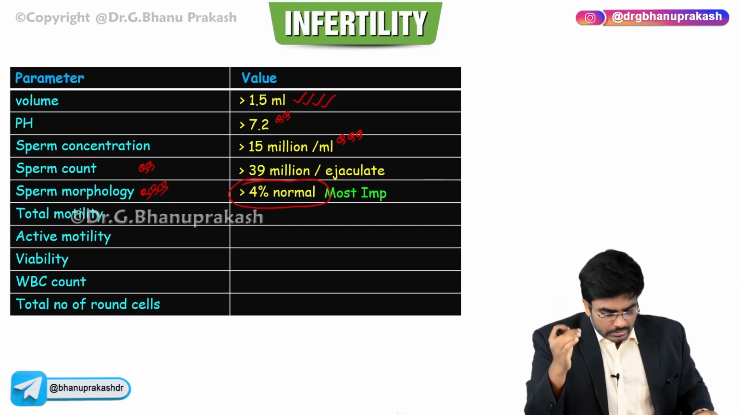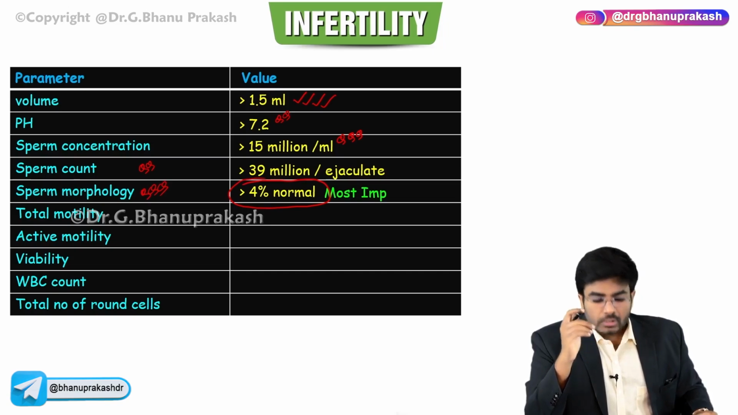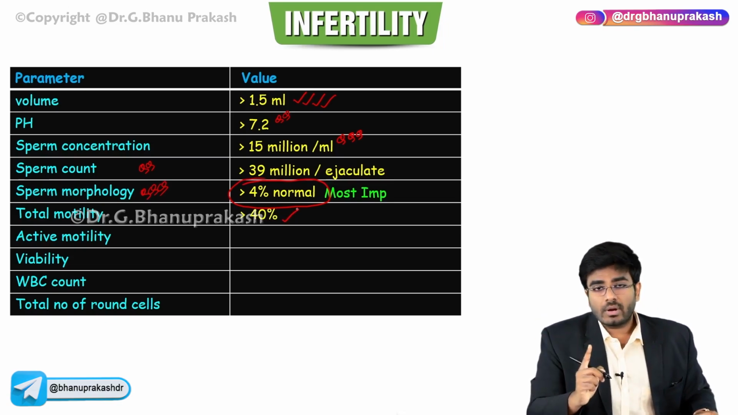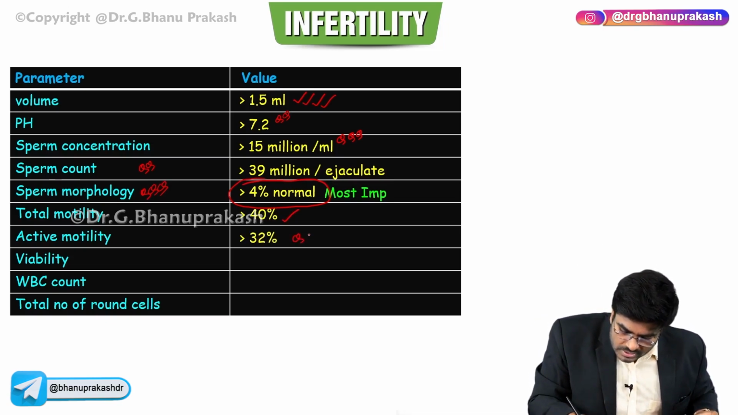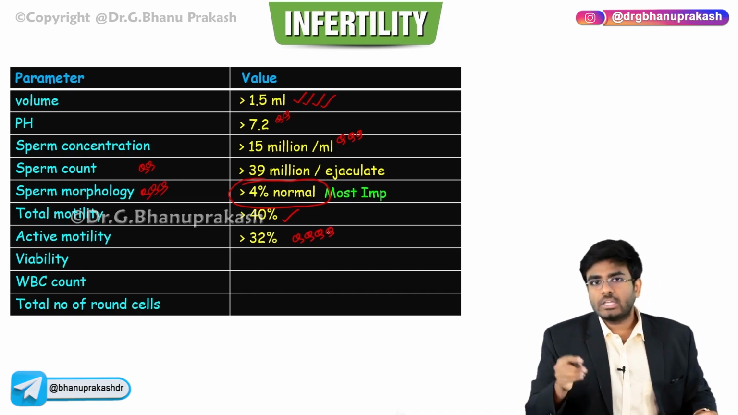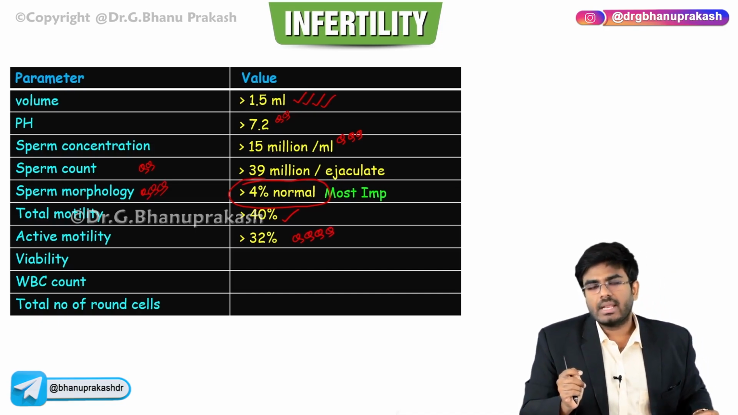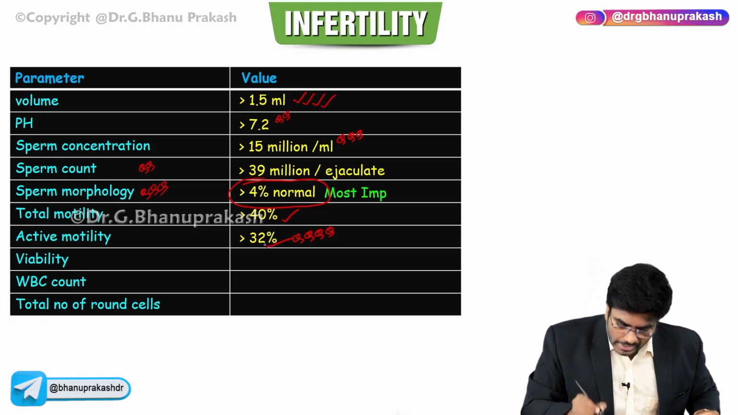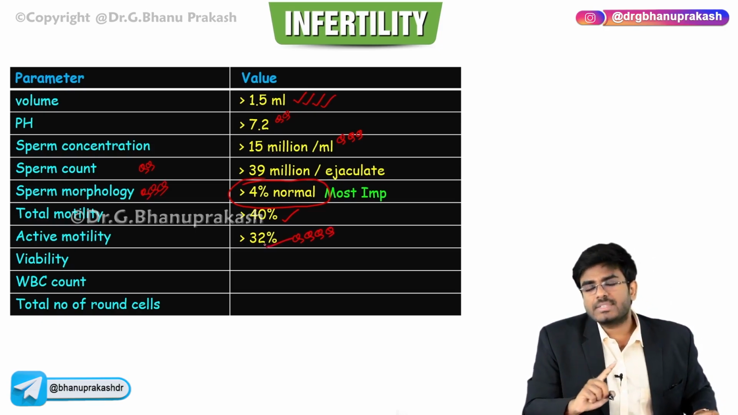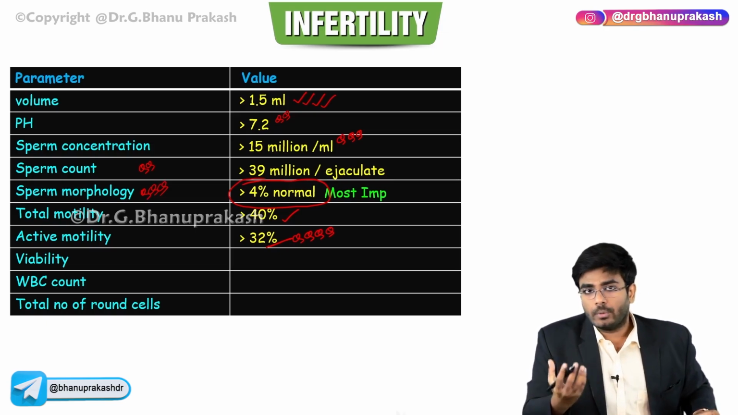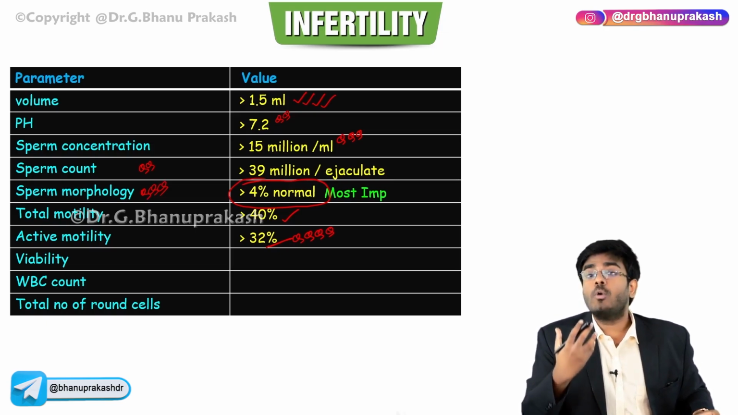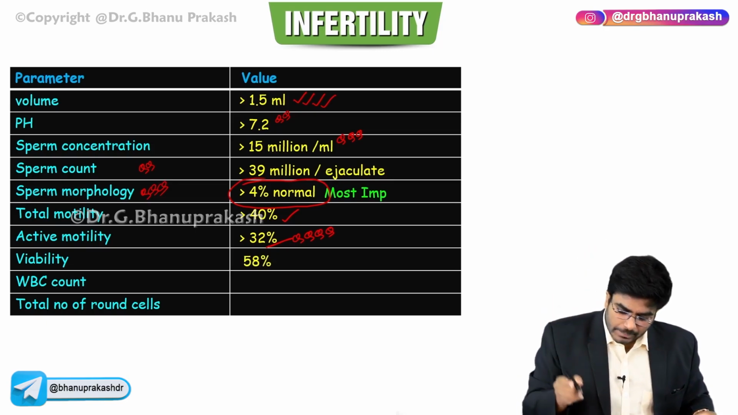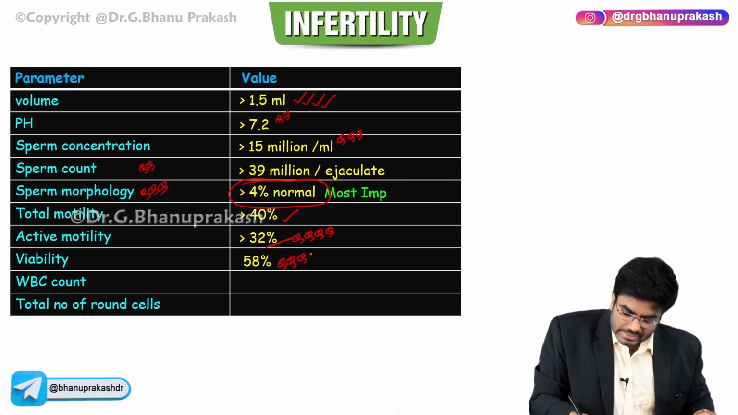Okay, now what about the total motility? The total motility should be more than 40%. Out of the total number of sperms, at least 32% should be actively motile. Okay, active motility, so active tail beating should be there, and they should be progressively motile. So 32% should be actively motile, and out of all the sperms, do you think all sperms will be alive? No. So how much percent of sperms should be viable? 58% of sperm should be viable in the semen.